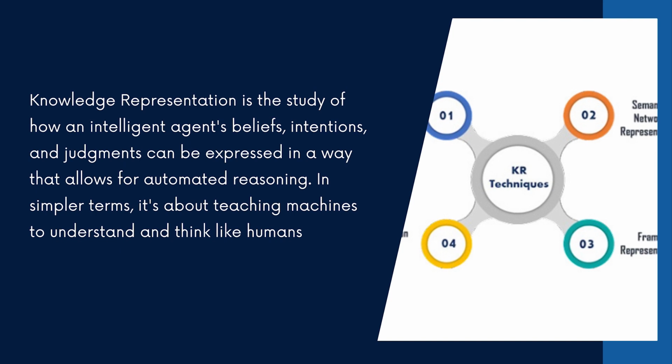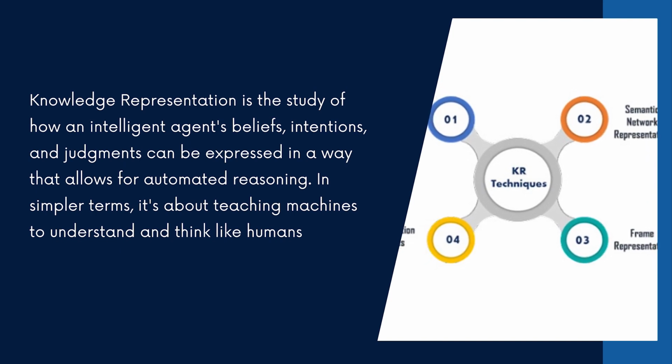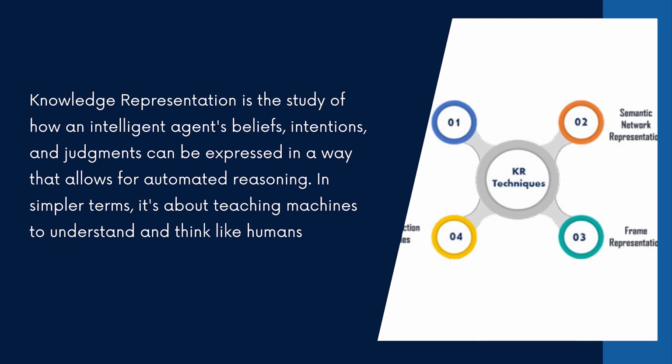Knowledge representation is the study of how an intelligent agent's beliefs, intentions and judgments can be expressed in a way that allows for automated reasoning. In simple terms, it is about teaching machines to understand and think. Knowledge representation is very crucial because it forms the backbone of AI reasoning.